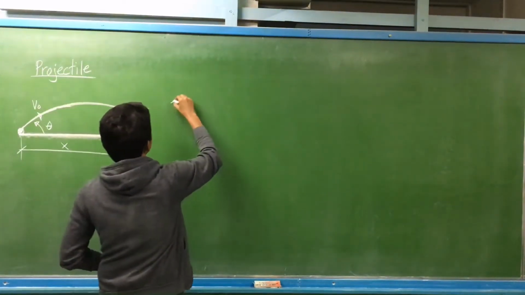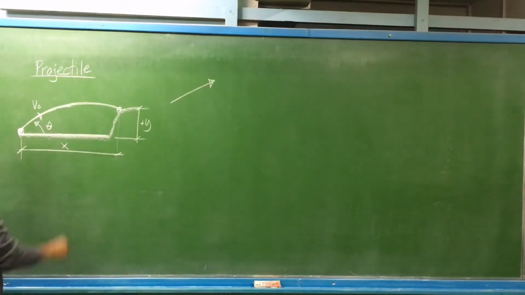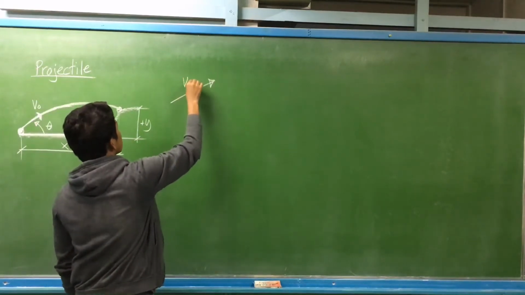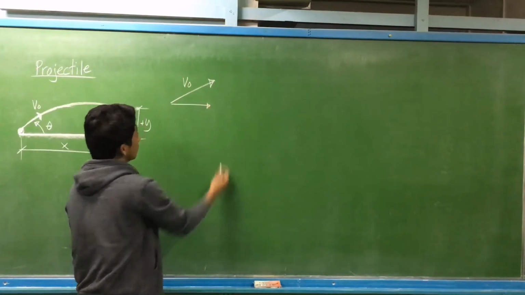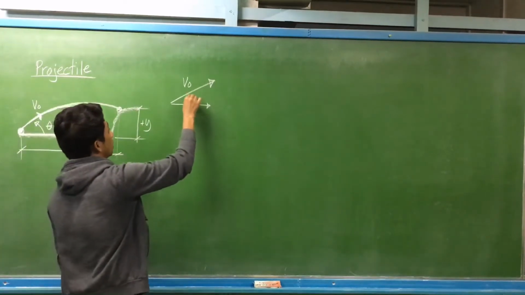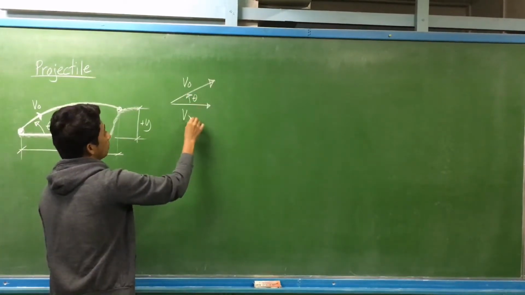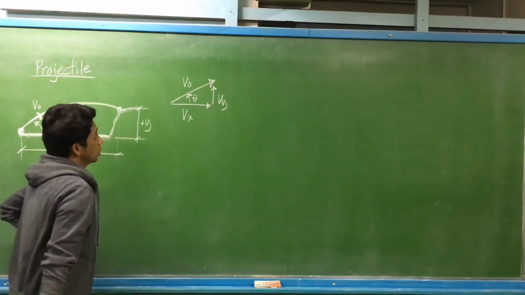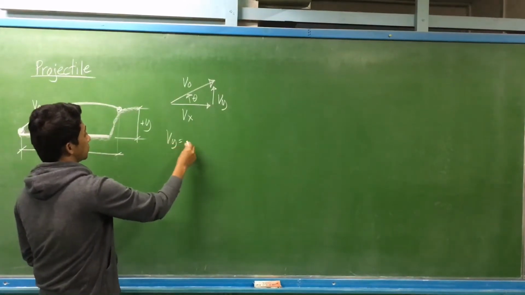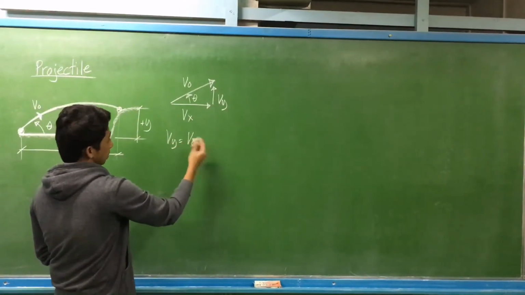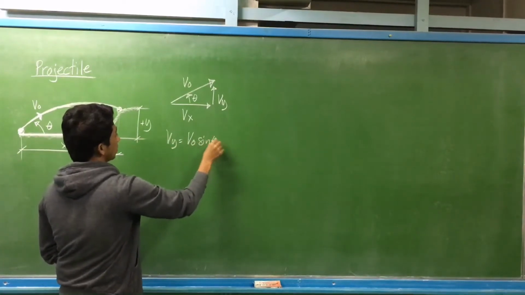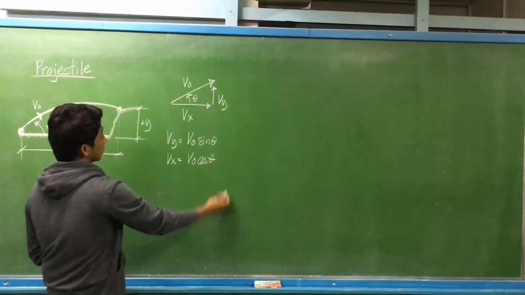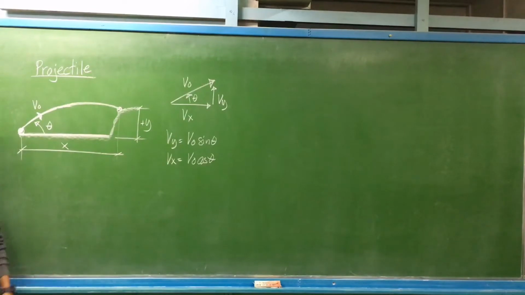So for example, this is the initial direction of the projectile. We are just to assume a small strip of its trajectory. Let's say this is the initial velocity. Since it is inclined with respect to the horizontal with an angle theta, it will have a horizontal component v sub x and a vertical component v sub y. To compute those two, v sub y is equal to the initial velocity sine of theta, and v sub x is equal to the initial velocity cosine of theta. Those are the two components.